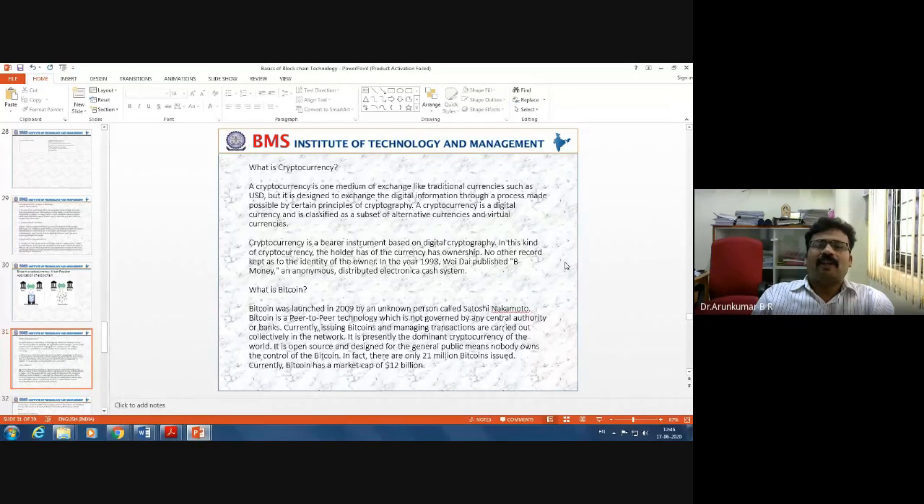In this kind of cryptocurrency, the holder has ownership of the currency, and no other record is kept of the identity of the owner. In the year 1998, B-money, an anonymous distributed electronic cash system, was published. The very first cryptocurrency concept was coined by Wei Dai. Wei Dai published this concept in 1998.